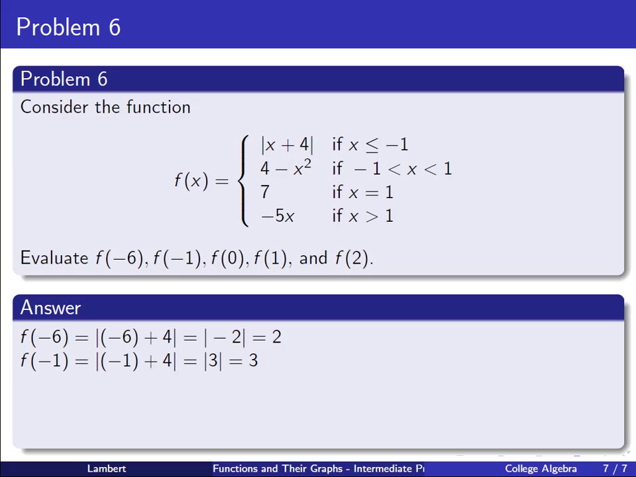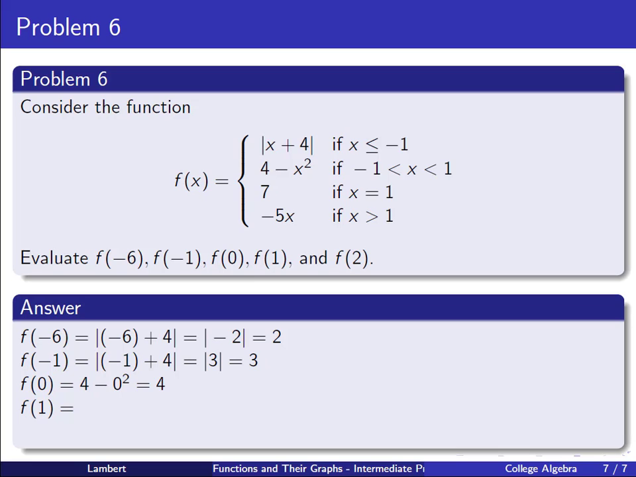Now we're going to go on to f of 0. Well, we're plugging in 0. Which condition does that satisfy? Notice 0 is not less than or equal to negative 1. So that means it's not the first equation that we're going to plug in for x. However, 0 does fall between negative 1 and positive 1. So that means it is satisfying the second condition, so we're going to plug it into the x in this second equation. So instead of using 4 minus x squared, we're going to plug in 0 for that x. We're going to have 4 minus 0 squared, which is just 4.